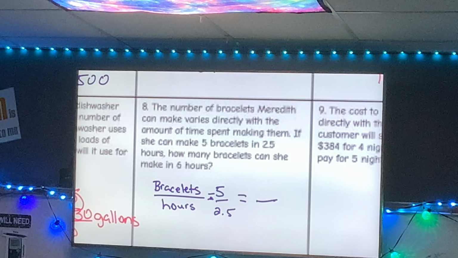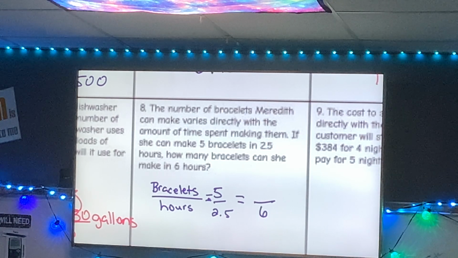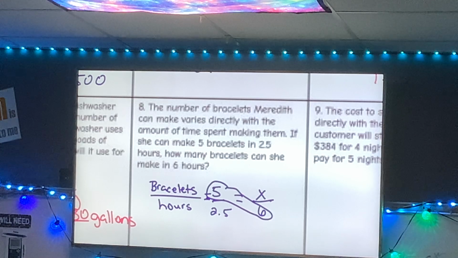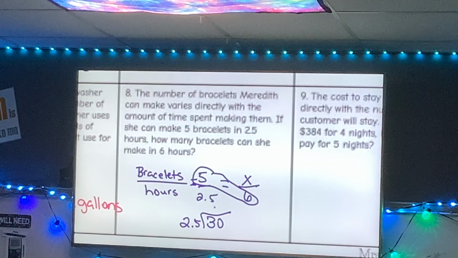Where am I going to put my 6? On top or on bottom? Bottom. On bottom, because that's the row that says hours. Good. So multiply 5 times 6. 30. Divided by 2.5. 12.